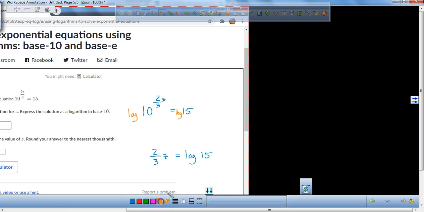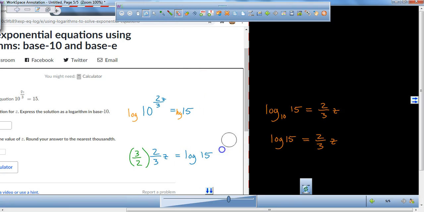If I rearrange this as a logarithmic model, I would put log base 10 of 15 equals 2/3 z. But understand, log base 10 of 15 is the same as just saying the log of 15 equals 2/3 z. So you'll see we get the same equation. Now, you could divide both sides by 2/3, but I'm not going to because it's a fraction, and I like multiplying things by their reciprocal, which is 3 over 2. Whatever I do to one side, I've got to do to the other side. 3 over 2, and boom, that's my answer.